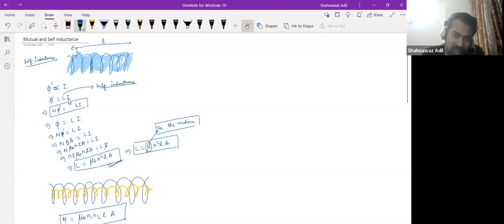I have written phi prime as LI, so this phi prime should be N phi, right? So then I can write this N phi, and then I write the value of phi. So phi prime is the whole flux, and this whole flux is equal to N into these flux. Whenever you have noted it down, please tell.